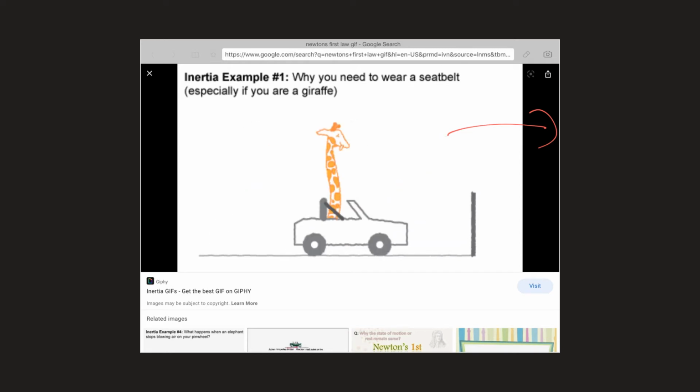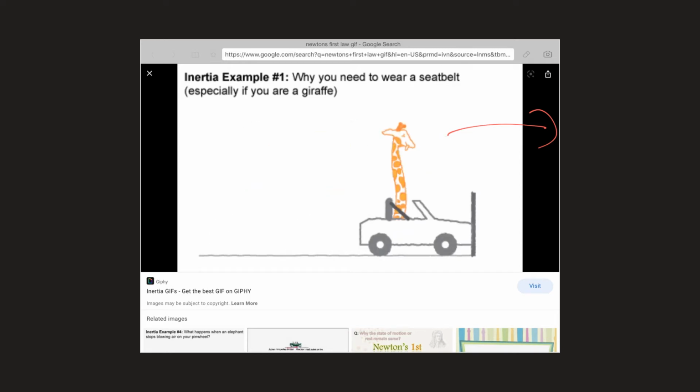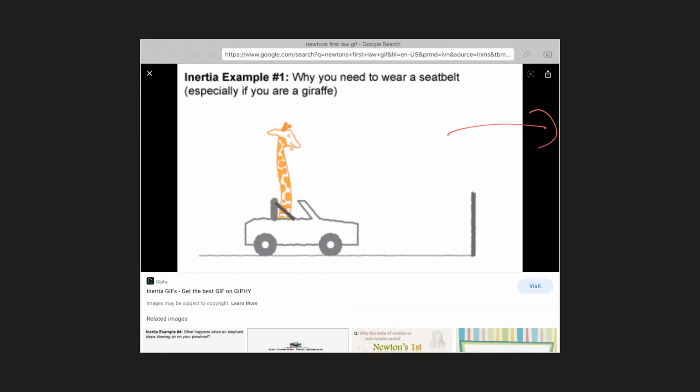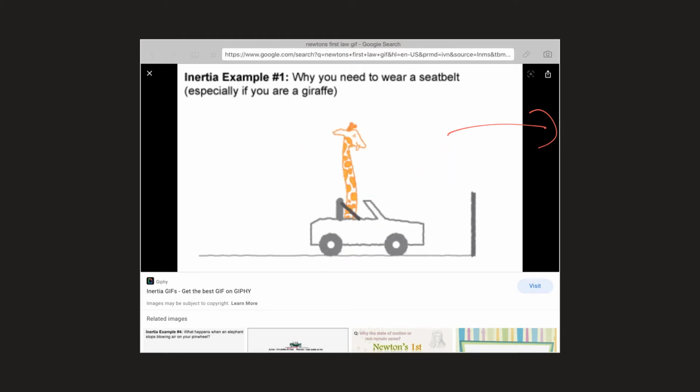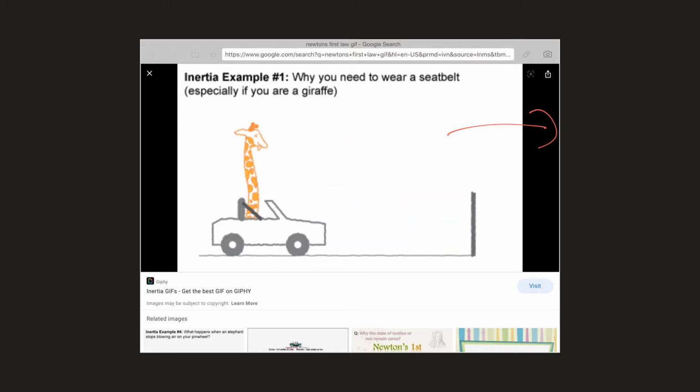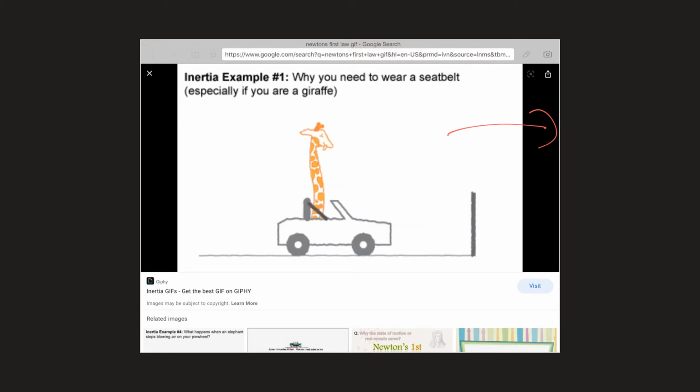So now you are going to move with the velocity of the car, because without the seat belt giving you some force to hold you inside the car, you tend to move with the constant velocity of the car. So that's why we call Newton's first law the law of inertia. Okay.